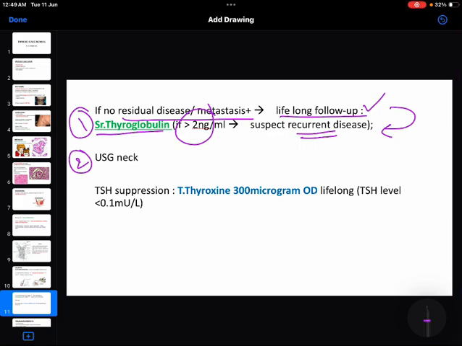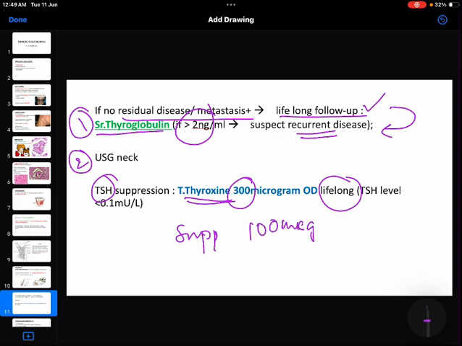Also, we have to suppress the TSH level. The TSH level has to be suppressed lifelong by giving thyroxine. The supplemental dose of thyroxine is 100 micrograms. But we are giving a suppressive dose, because we have to suppress the TSH. For that, we have to give thyroxine at the level of 100 into 3. We give 300 micrograms of thyroxine and we suppress the TSH level.